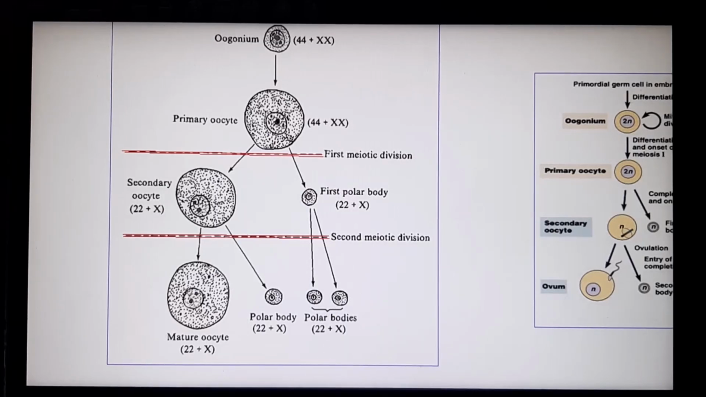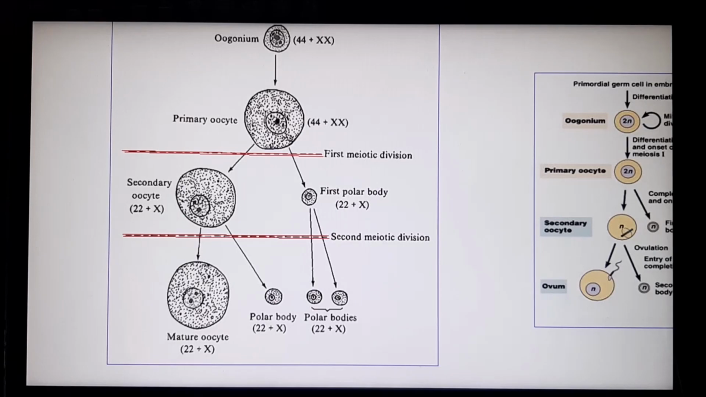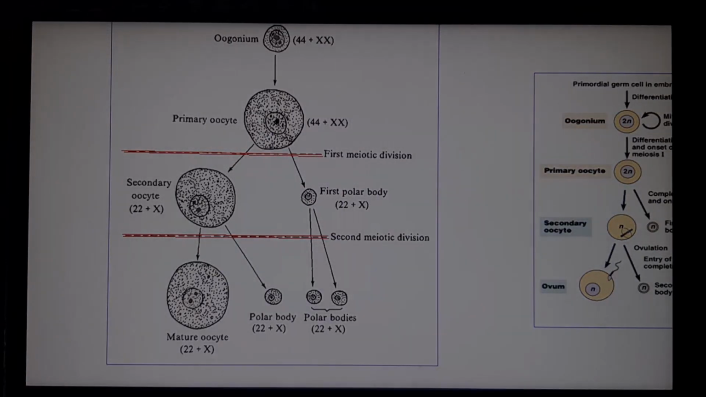So in total, at the end of oogenesis, a mature oocyte, the functional ovum, and 3 polar bodies are formed, 1, 2, 3, 4. But we have seen that in the case of male spermatogenesis, the result is 4 same sized functional haploid spermatozoa. Here only 1 is functional, whereas the other 3 are polar bodies which will degenerate afterwards.